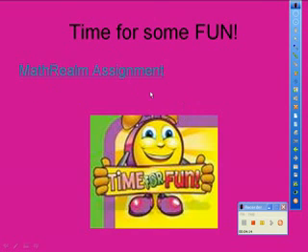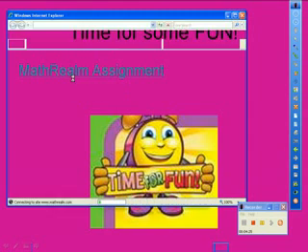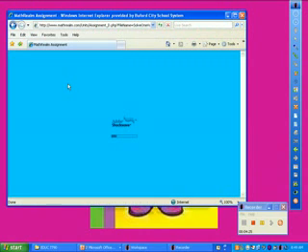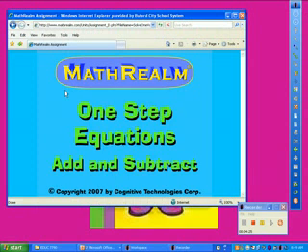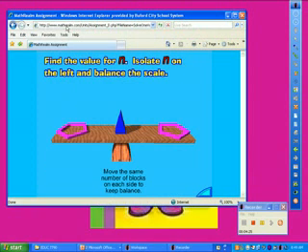Here's a website you guys can visit on your own time. We'll just take a look at it really fast. If you go to www.mathrealm.com, you can find this little activity, and we'll go ahead and do one example together. It says find the value for n. Isolate n on the left and balance the scale. So n plus 2 equals 4. So as you can see, we have n plus 2 equals 4.